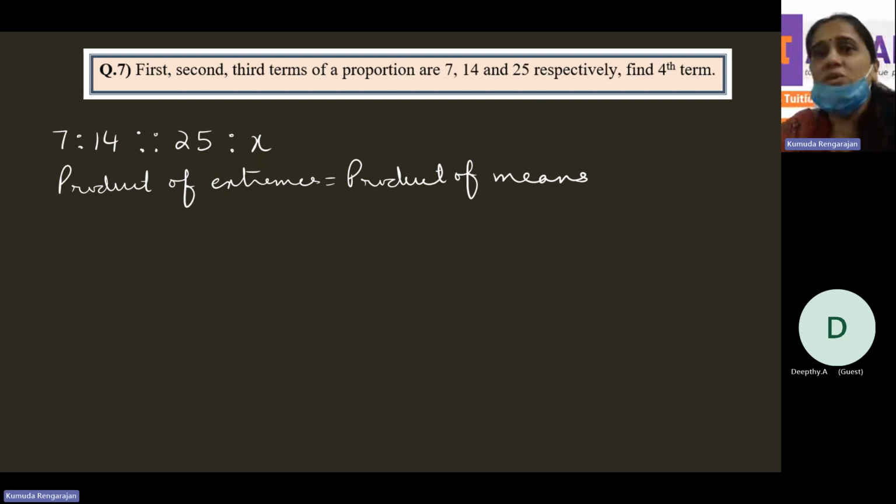So now these two ratios are equal. 50 is to 100 is as to 40 is to 80.